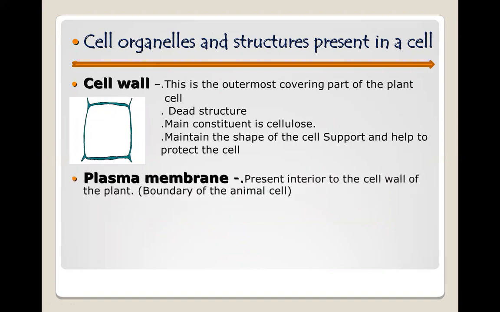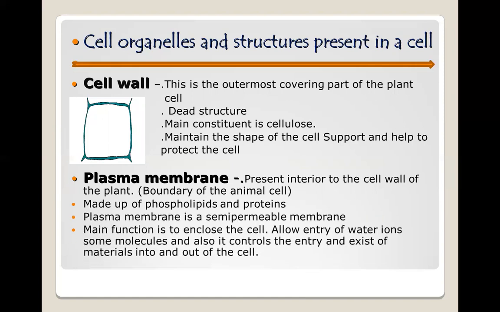Plasma membrane. It is present interior to the cell wall of the plant cell, or we can call it the boundary of the animal cell. It's made up of phospholipids and proteins, and it's a semipermeable membrane, and its main function is to enclose the cell. It allows entry of water, ions, and some molecules, and it also controls the entry and exit of materials into and out of the cell.